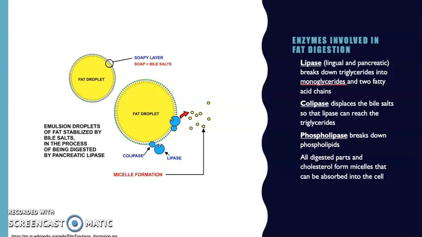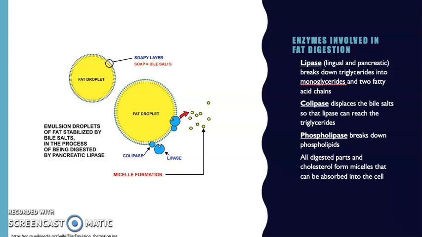Lipase cannot break through the bile salt layer to reach the fat droplet, so it needs a cofactor, and this cofactor is colipase. Colipase displaces the bile salts so that lipase can reach the triglycerides. Another important enzyme is phospholipase. Phospholipase breaks down phospholipids in the fat droplet. Colipase and phospholipase are zymogens. This means that they are inactive once they are excreted from the pancreas, and they are activated by trypsin once they are in the small intestine.